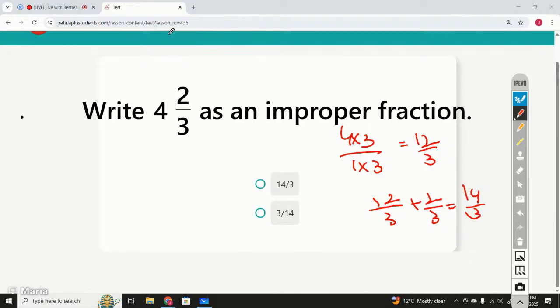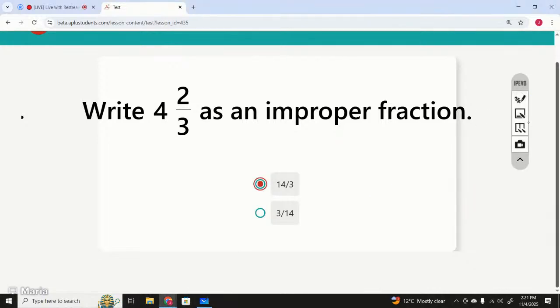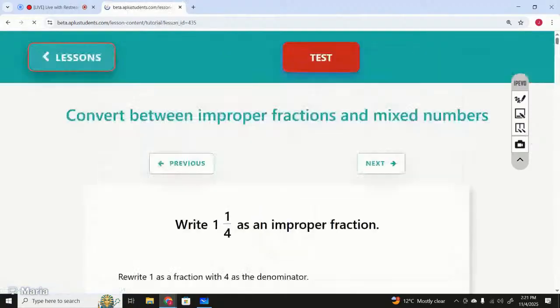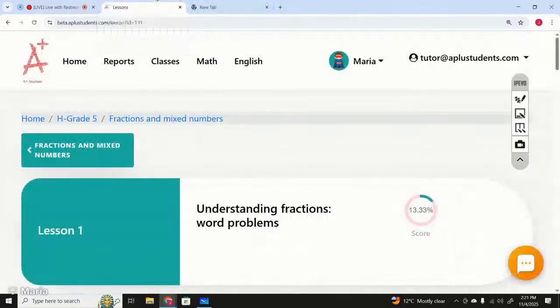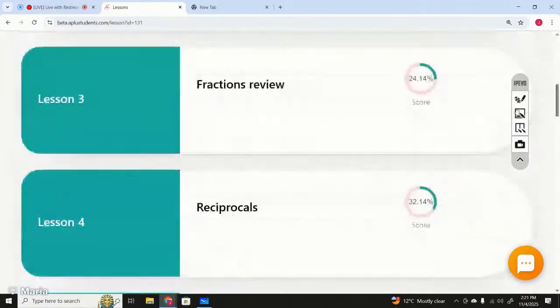Okay, you can complete the lesson by yourself later today. Let me just move on to the next lesson. The next lesson is fractions review.